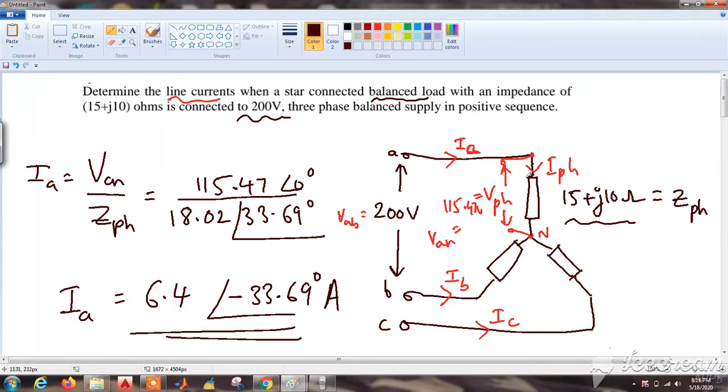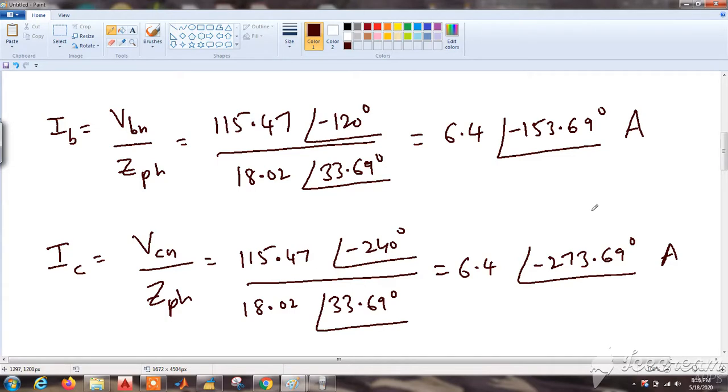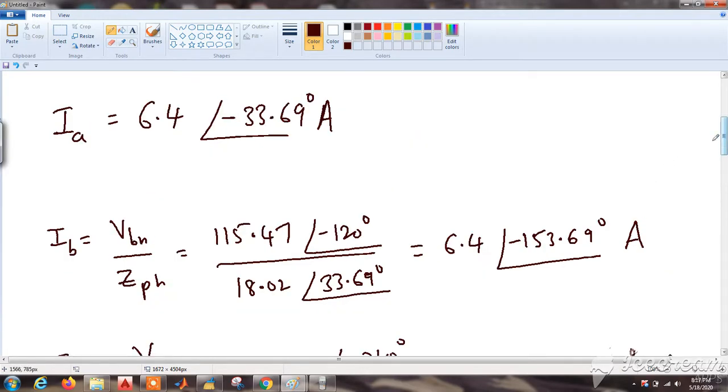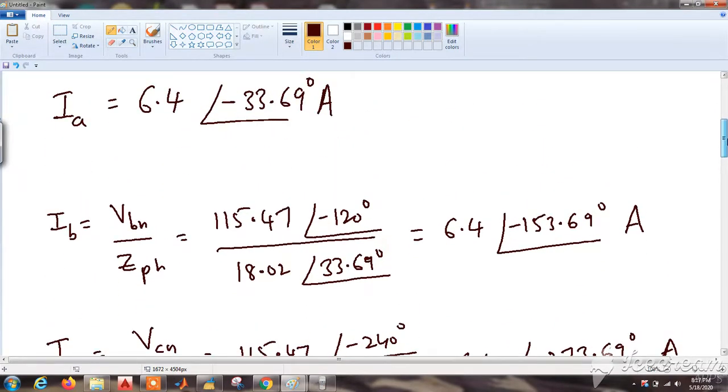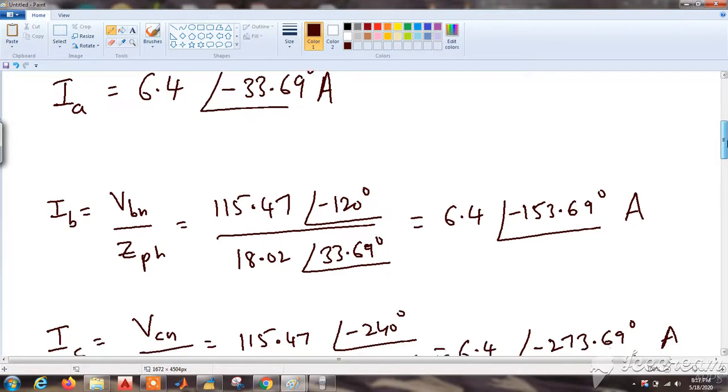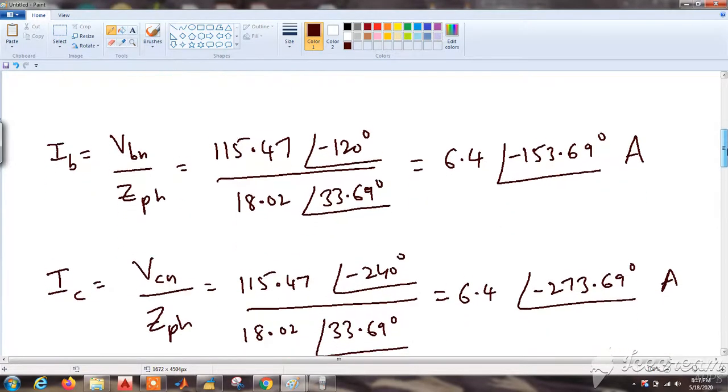Now similarly let us calculate for line B and line C, that is IB and IC. They are calculated similarly as we have done for IA, and you can see the phase difference between IA, IB and IC will be 120 degrees because it is a balanced three-phase system. So IA, IB and IC have the same magnitudes, only with a phase difference of 120 degrees.